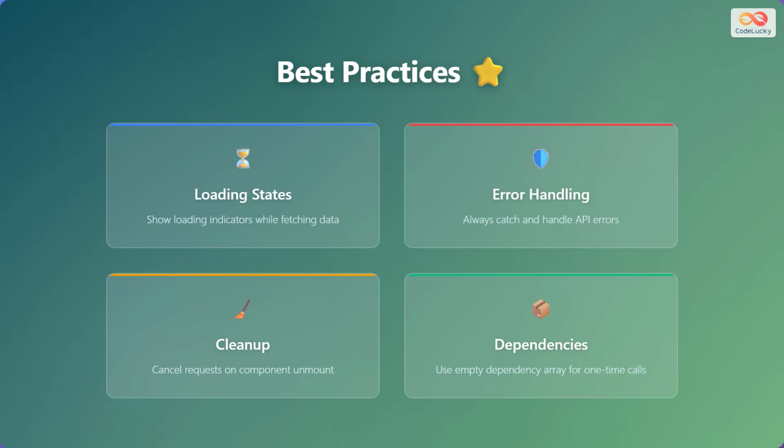Finally, let's review some best practices for making API calls in React. Always show loading indicators while fetching data, so the user knows something is happening. Always catch and handle API errors to prevent your application from crashing. Cancel requests on component unmount to avoid memory leaks and unexpected behavior. And use an empty dependency array for one-time calls in the useEffect hook to prevent unnecessary re-renders.